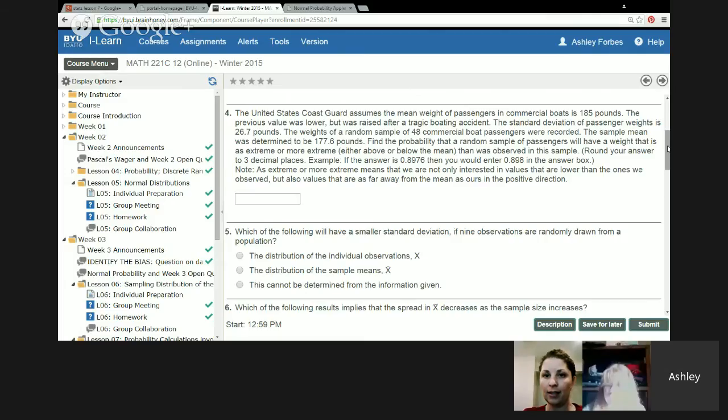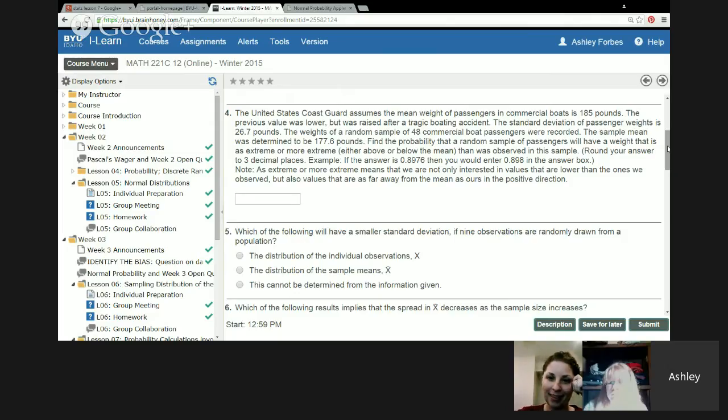No, as extreme or more extreme means that we are not only interested in values that are lower than the ones we observe, but also values that are as far away from the mean as ours in the positive direction. That's holy confusing. Toledo, what in the world?